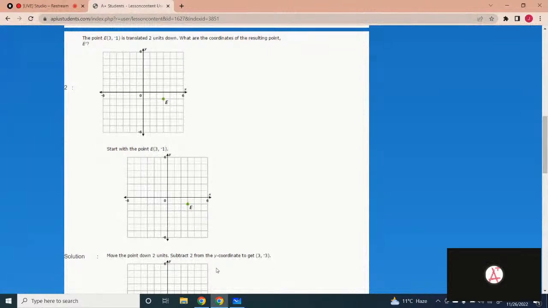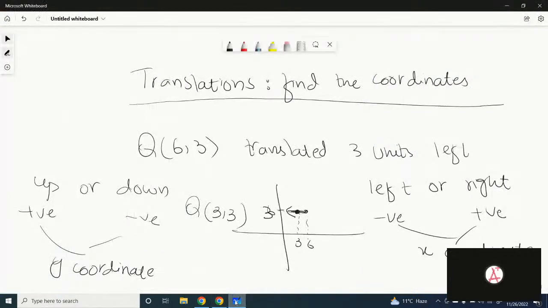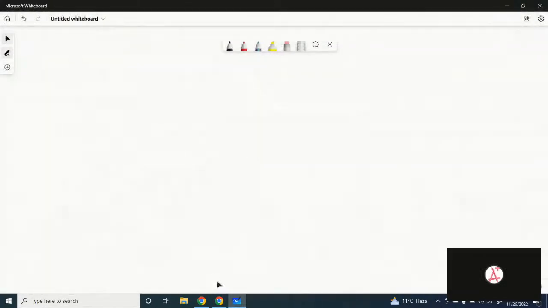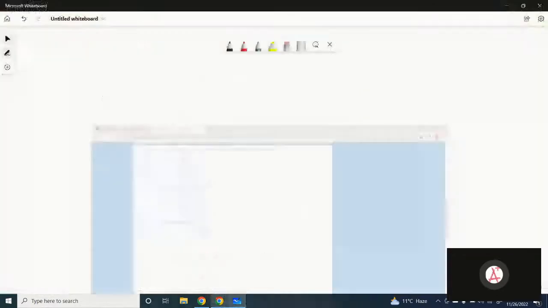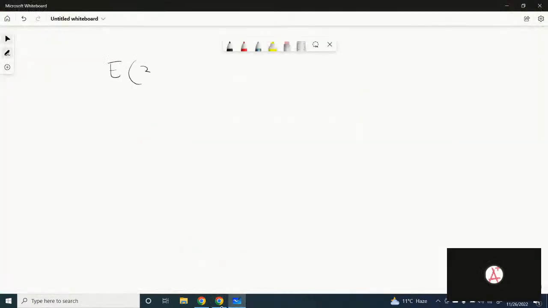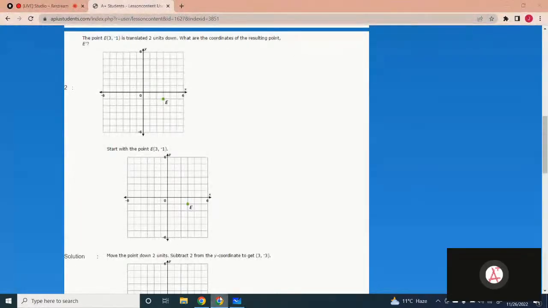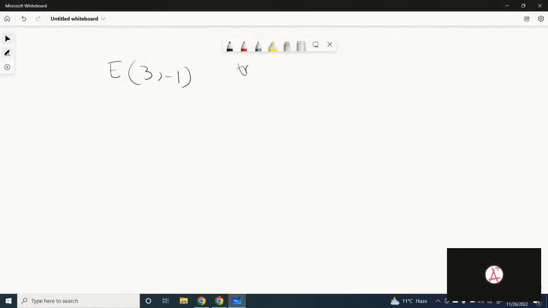The point E (3, negative 1) is translated 2 units down. Now you have to move 2 units down. When you move down, you have to subtract from the y coordinate. Got it? It means the point is (3, negative 1). You have to translate it 2 units down. That means you have to subtract 2 from the y coordinate.